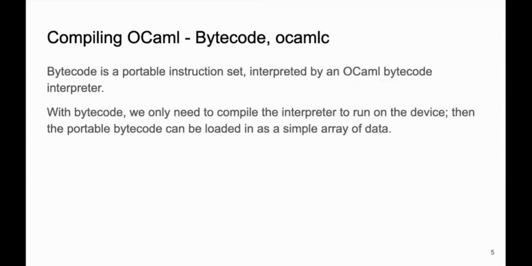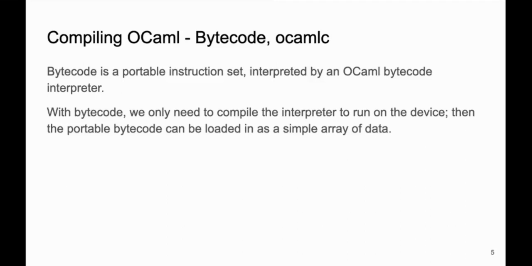So the second option is to use bytecode. We can compile OCaml to a portable bytecode, and this is like assembly, but imagine it for a virtual machine. This is interpreted by an OCaml bytecode interpreter. With bytecode, it's the interpreter itself that is compiled and linked to run on the device. We then compile OCaml to this bytecode, load it onto the device as a simple array of data, and the interpreter just runs on it.